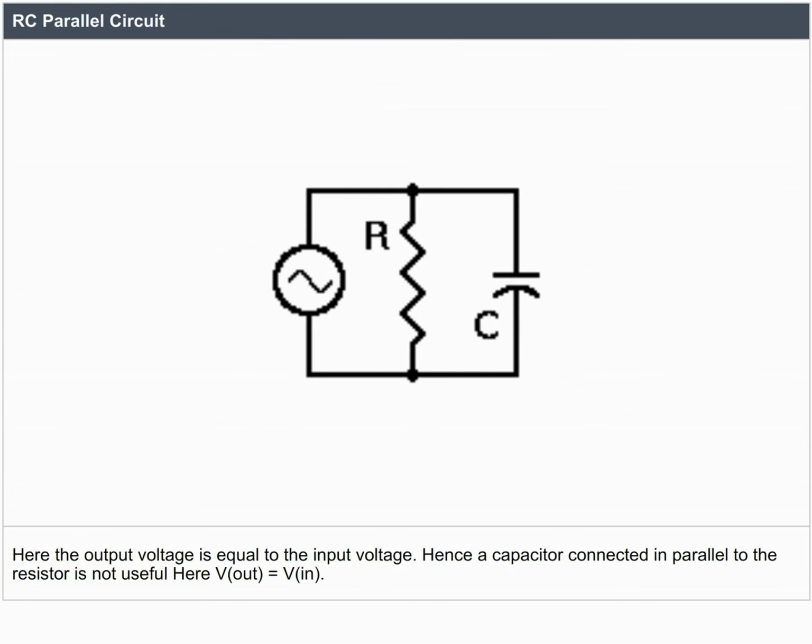RC parallel circuit. Here the output voltage is equal to the input voltage. Hence a capacitor connected in parallel to the resistor is not useful. Here V out equals V in.